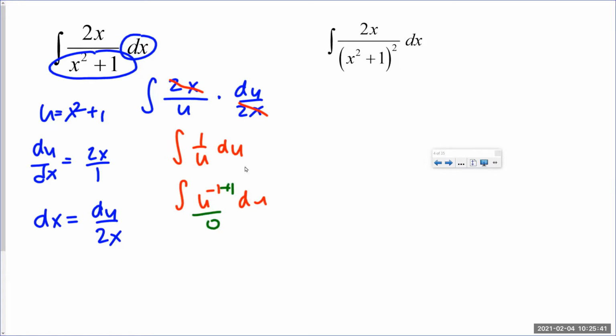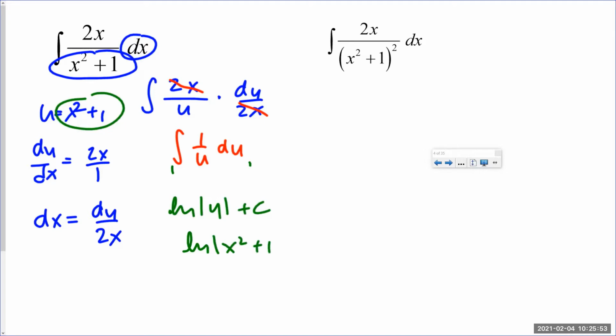If I just left it like this, is this something on my formula sheet? It is. What is it? ln of u plus c. But my u was x squared plus 1, so you can come back in and put in your x squared plus 1. Those of you guys who like u substitution, keep at it. That's totally fine. But yesterday I showed you a shortcut.